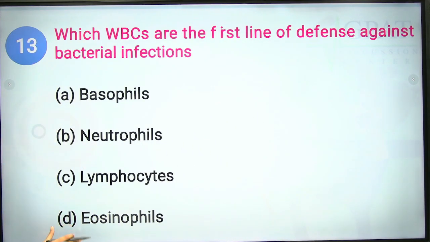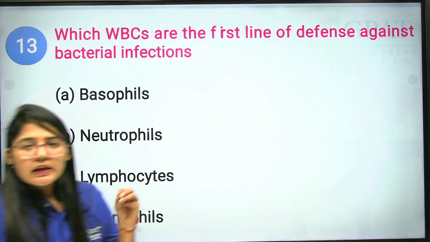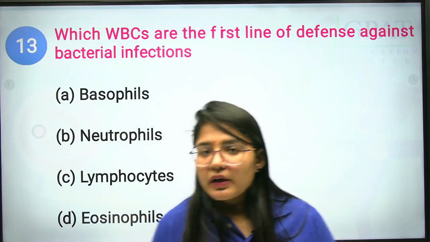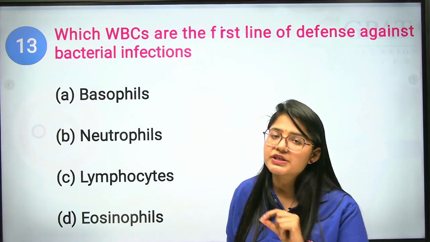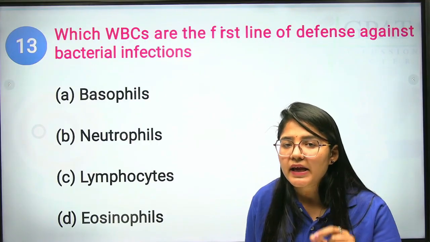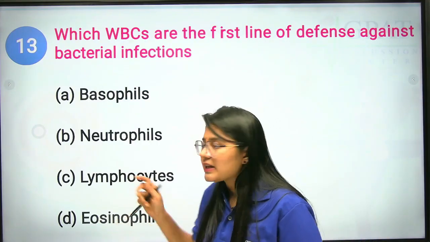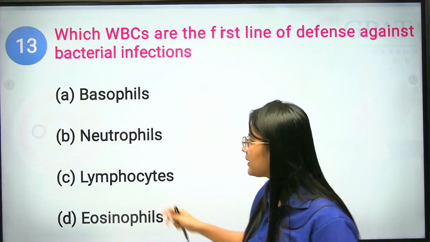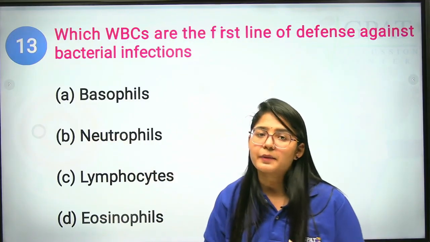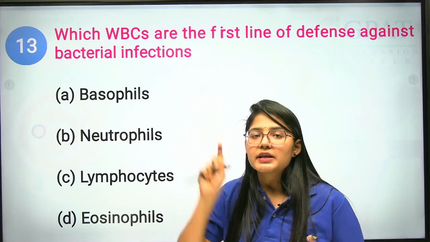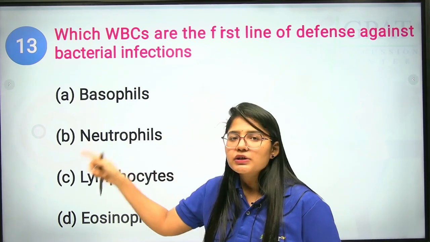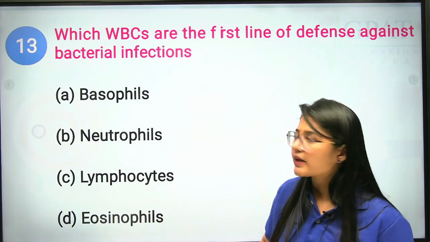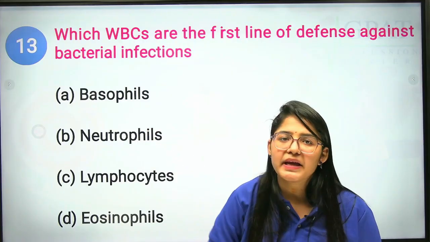Basophils and eosinophils are responsible for your allergic conditions. E stands for allergy. I know the spelling is A, but to remember it, we can say allergy. Clear? Your neutrophil is responsible to neutralize your bacteria by killing it. So the function of neutrophil is to kill it. Okay? So this can be the main function.